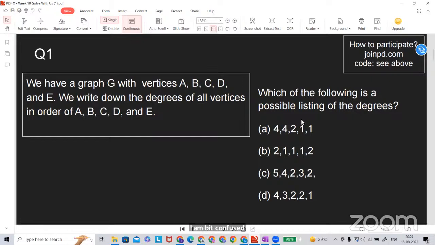Okay, so in this problem, you have to choose which option gives the possible listing of the degrees. There is nothing on joining, so you just need to write on chat. Once you get the answer, please write it in the chat.